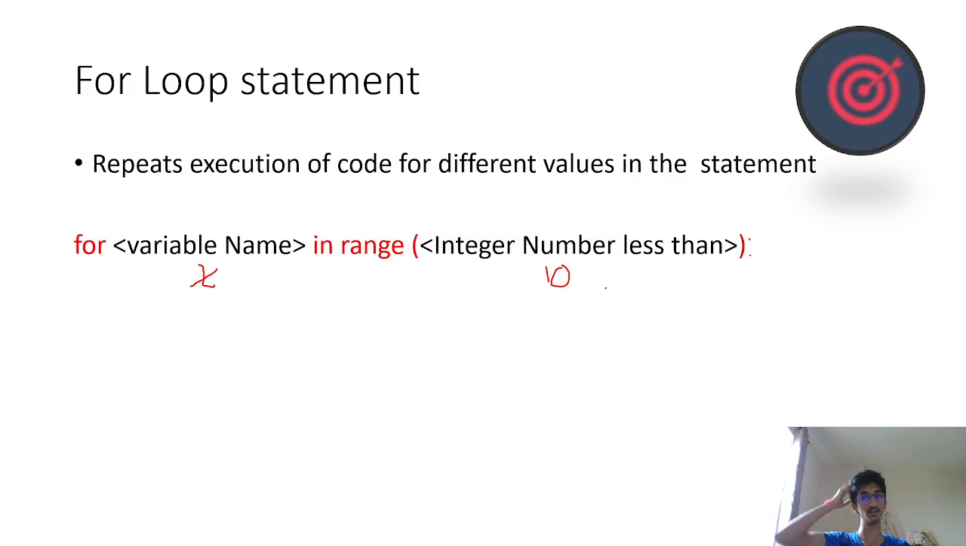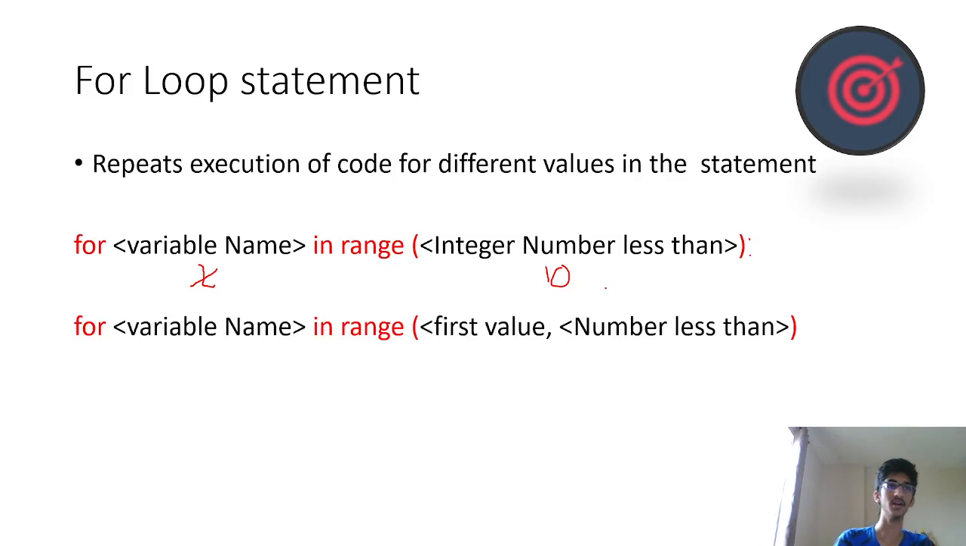Now, there are also other ways that we can use numbers. We can have for variable name in range, first value, and the number less than. So it's basically a range of numbers, for example from 5 to 7, except you don't include the 7. And then the rule of thumb, if this is A and this is B, is that the number of times this loop is going to execute is just B minus A.